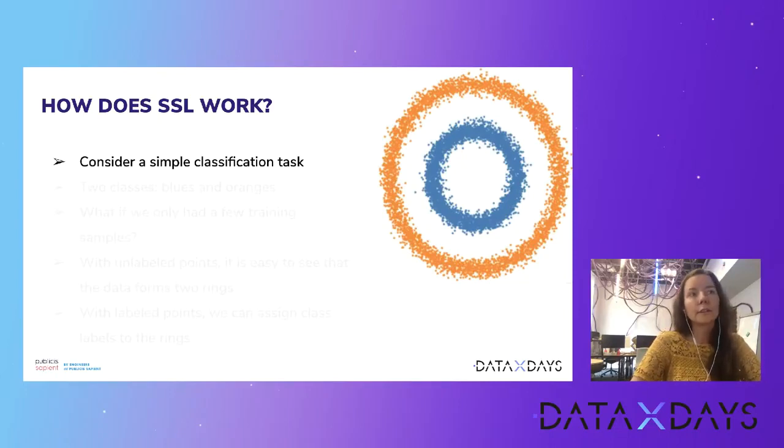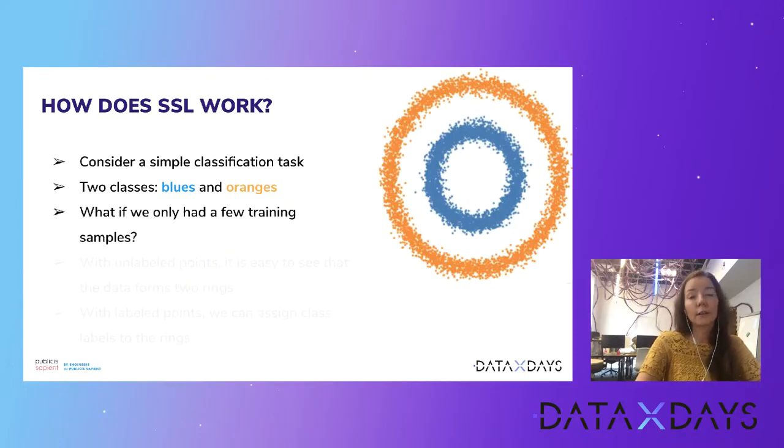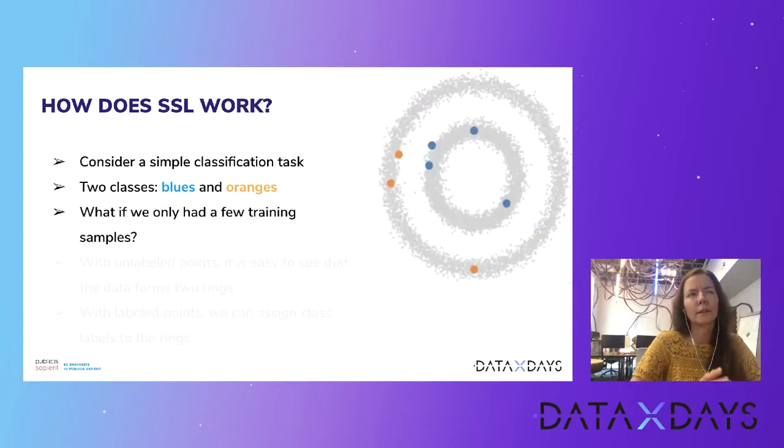And there are two classes here. We'll just call them blues and oranges for obvious reasons. This, of course, is a very simple classification task. Whatever is on the inner ring is blue, whatever is on the outer ring is orange. However, let's say that we only had a few labeled training data points. So something like this.